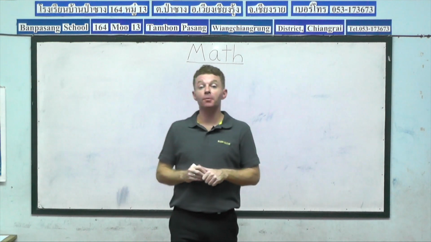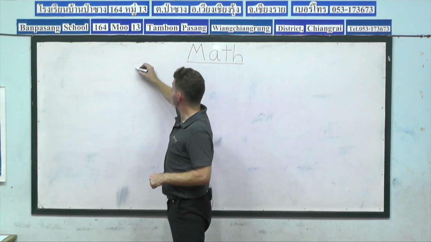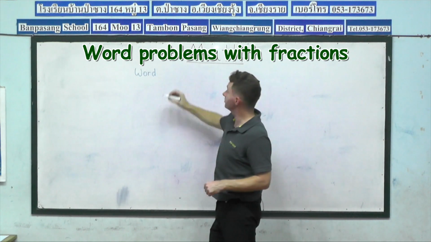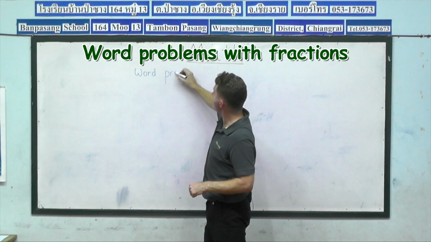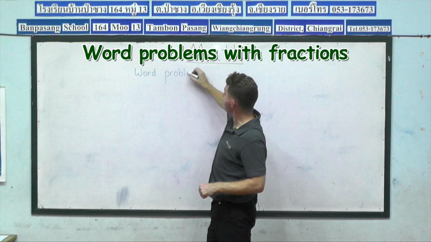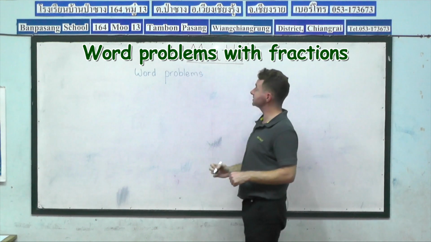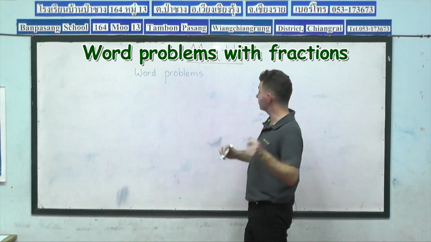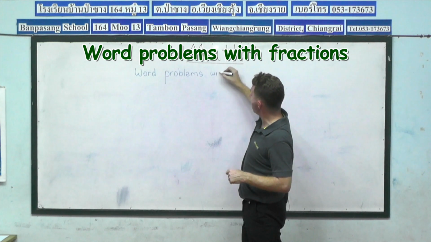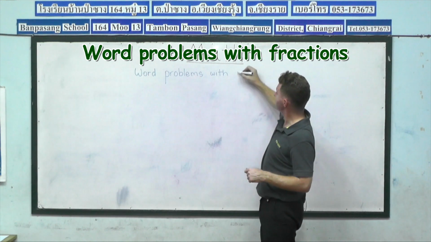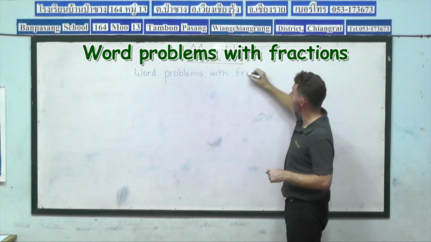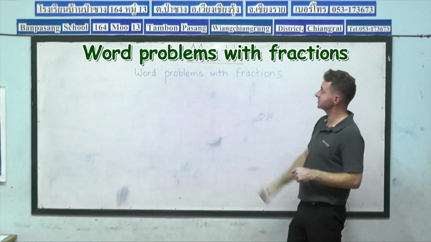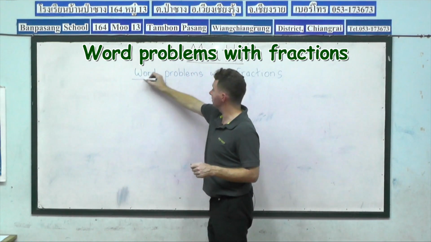So let's write that phrase on the board first of all. Word, W-O-R-D. And then problems, P-R-O-B-L-E-M-S. So all together, guys, word problems. And we were doing them with fractions. W-I-T-H. And fractions is spelled F-R-A-C-T-I-O-N-S. So altogether, word problems with fractions.